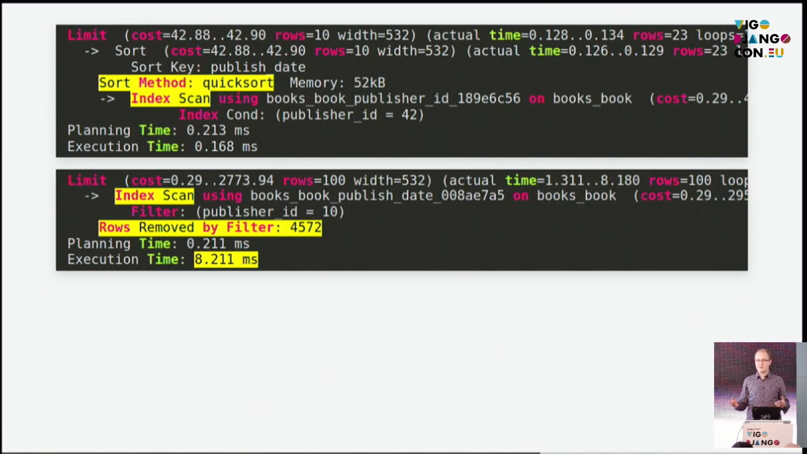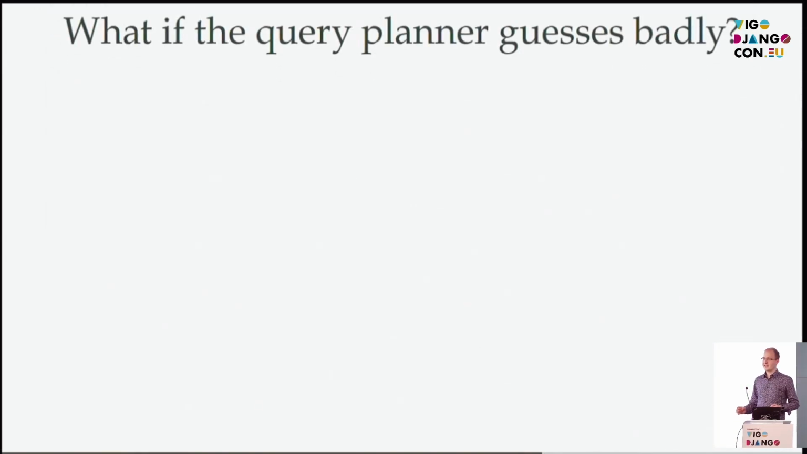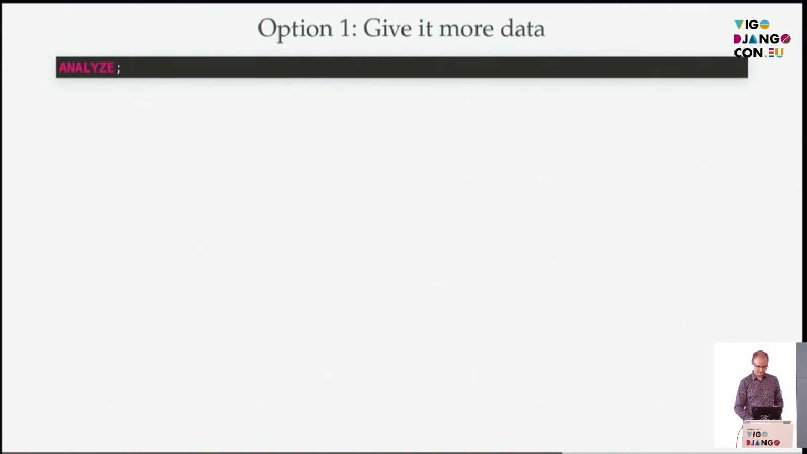So this is something we deal with a lot in our day-to-day projects, because we have very small and very big clients all in the same database. This is exactly what's happening to us all the time. The database needs to guess which way the query is going to be executed faster. And what if the query planner guesses badly?